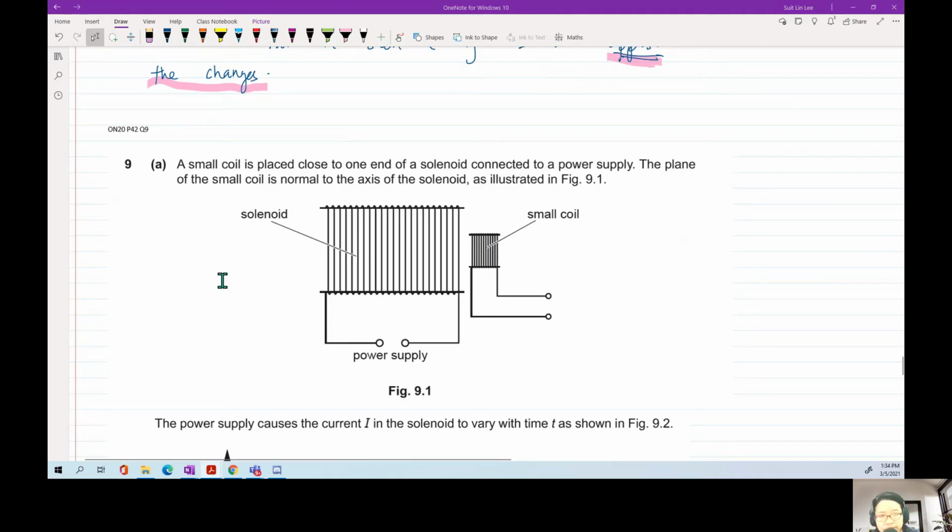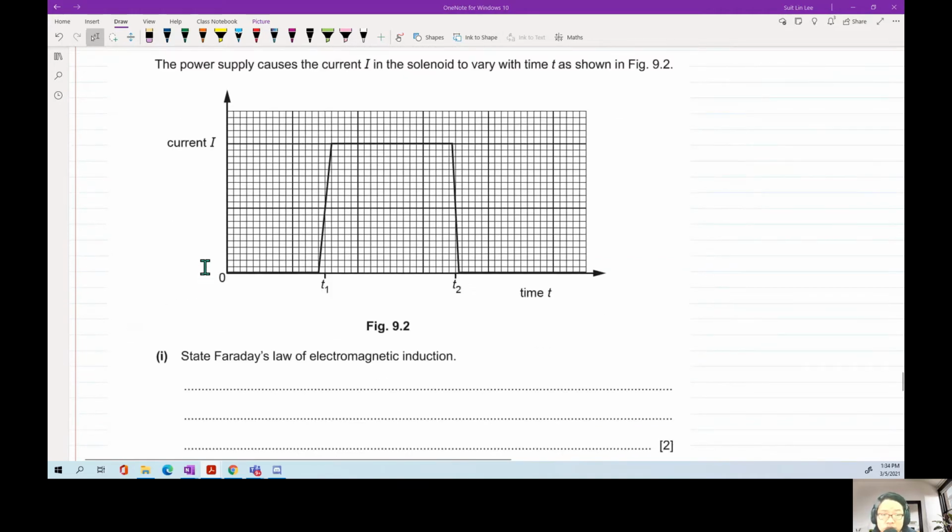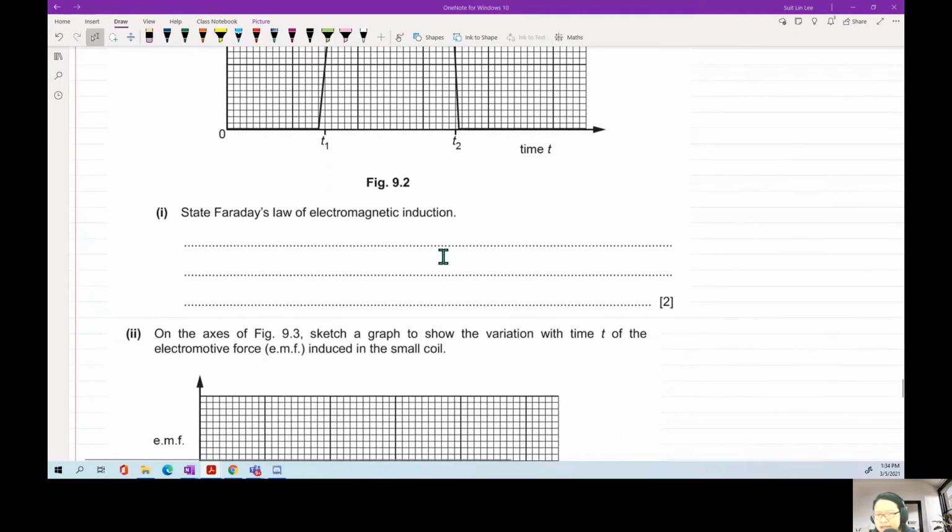A small coil is placed close to one end of a solenoid connected to a power supply. The plane of the small coil is normal to the axis of the solenoid as illustrated. The power supply causes the current in the solenoid to change with time t. So the current will be 0, increase, maximum, maximum, decrease. Turn on the switch, turn off the switch. State Faraday's law of electromagnetic induction, 2 marks.